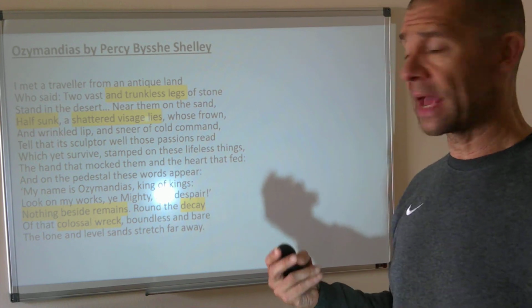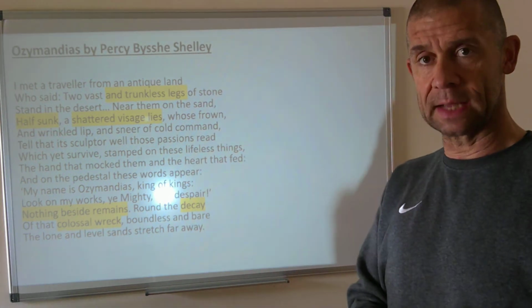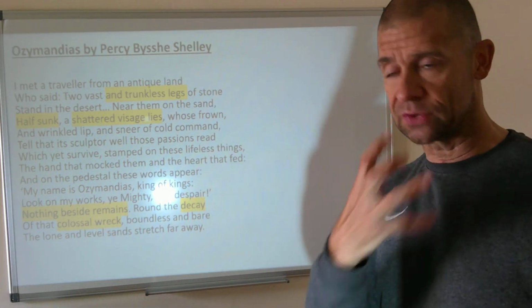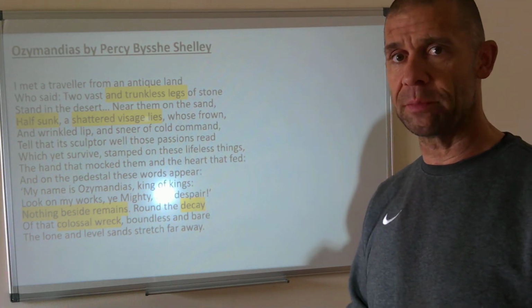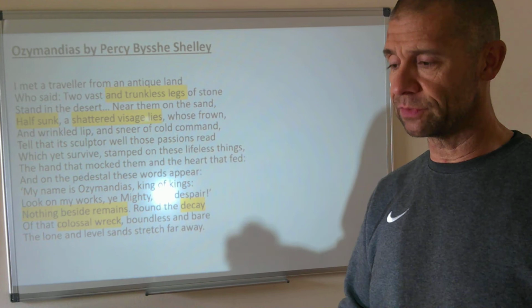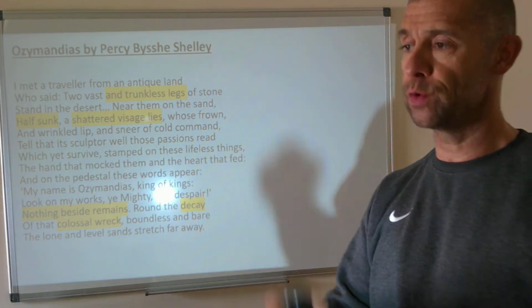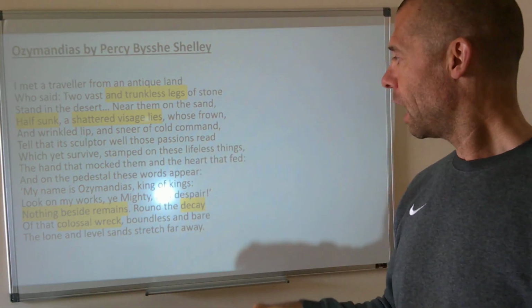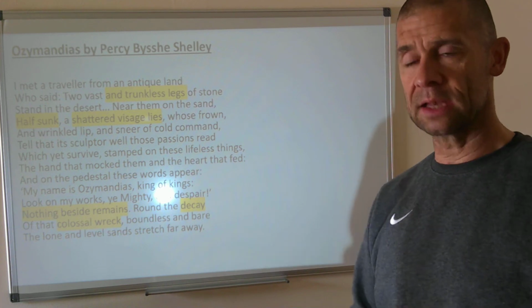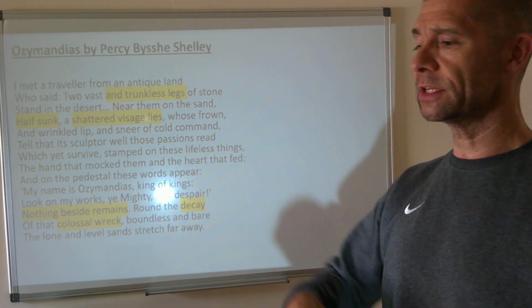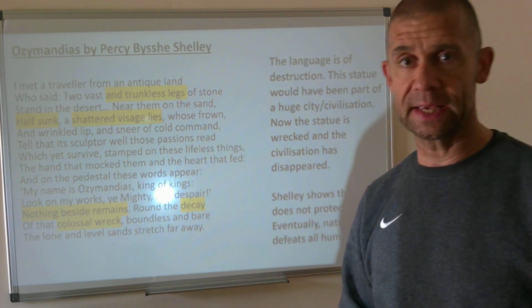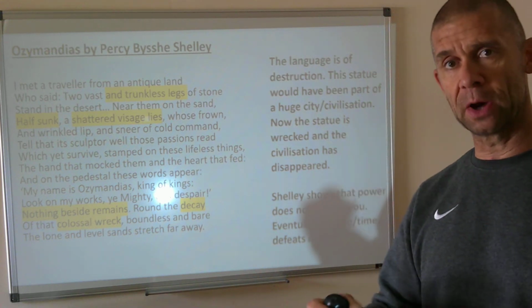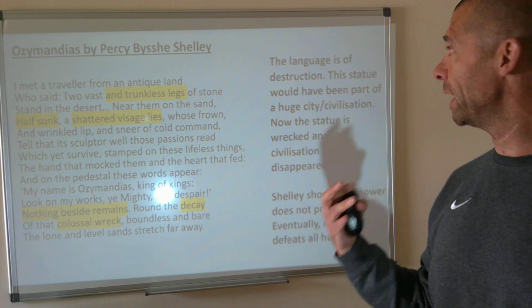They're in the desert, and half sunk into the sand is the shattered face of the statue. And then at the bottom we have "nothing beside remains." Beside the wreckage of this statue there is nothing. No thing is there, nothing. And it's called "decay" and a "colossal wreck." So clearly this was once a great statue in probably a huge city, dominated by the most powerful man in the world, and now it's wrecked.